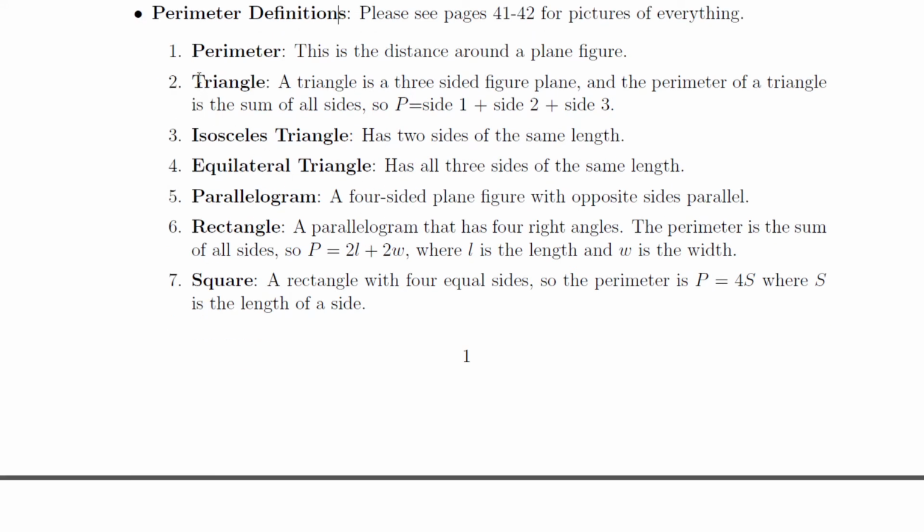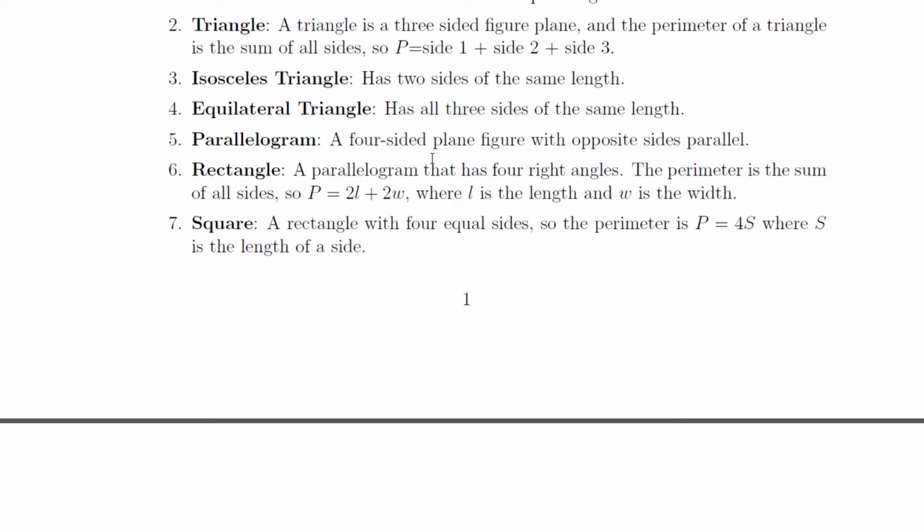All right, so there's a few different definitions here for perimeter. For triangles, you add up all of the sides. Again, these are just specific definitions of triangles. A parallelogram is just a four-sided figure with opposite sides parallel. A rectangle is a type of parallelogram, and a square is a type of rectangle. So again, this is just some definitions.